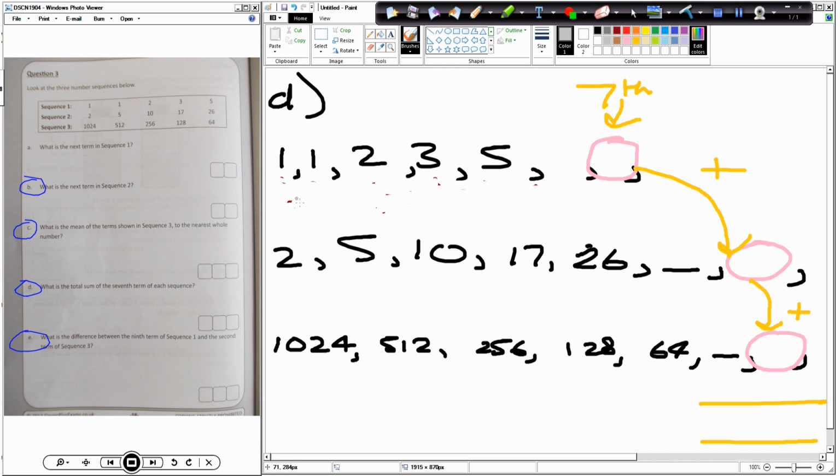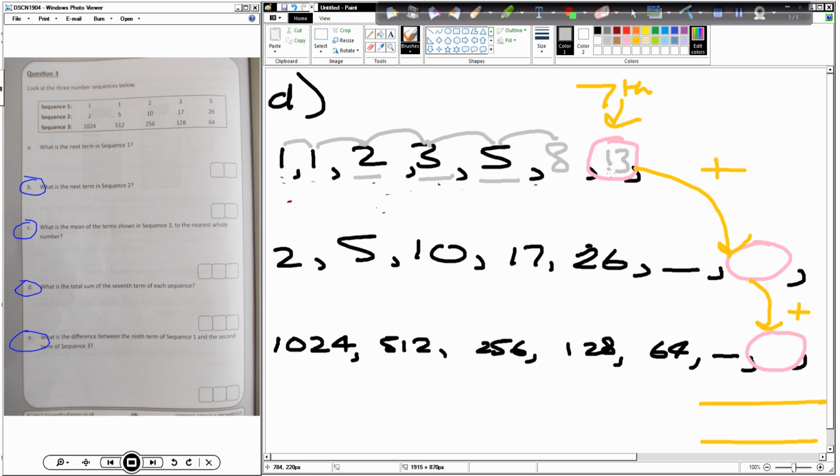The pattern uses Fibonacci numbers. So we have here 1 and 1 will give us 2. 1 and 2 will give us 3. 2 and 3 will give us 5. 3 and 5 will give us 8. Then 5 and 8 will give us 13 for the 7th term. That's the Fibonacci numbers. Next one.